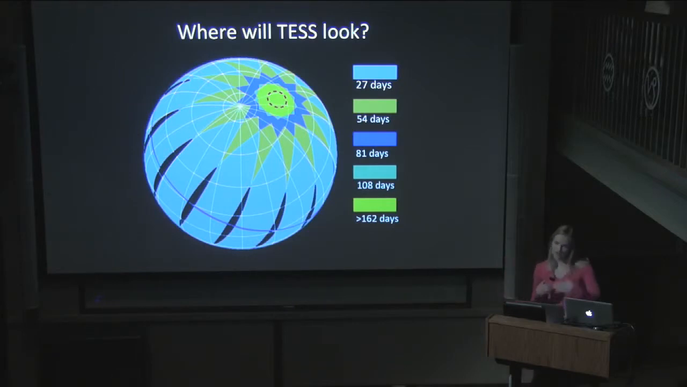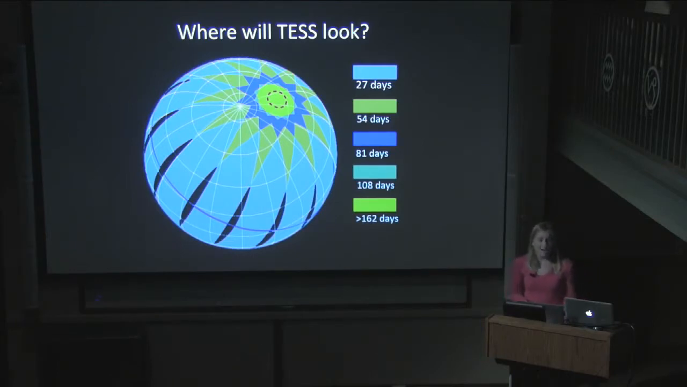Because of the way the strips overlap, TESS will end up looking at the fields near the poles, those regions in yellow, for over 100 days. So TESS will be able to find planets in the habitable zones of smaller stars, like those red dwarfs. Near the equator, though, TESS is only going to look for 27 days. In comparison, Kepler looked for 4 years.